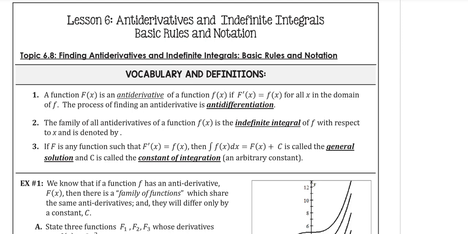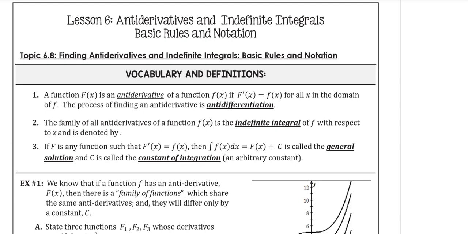But we're going to talk in more general terms about an indefinite integral. And then this unit will end with some special cases and how we find the integral of some functions that aren't as straightforward as the ones in this section. Okay, so let's get started.